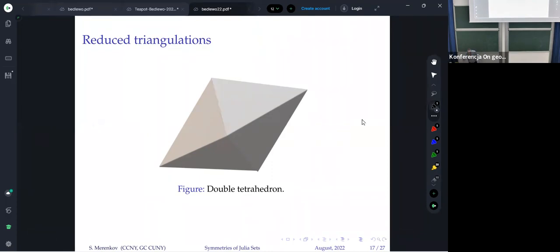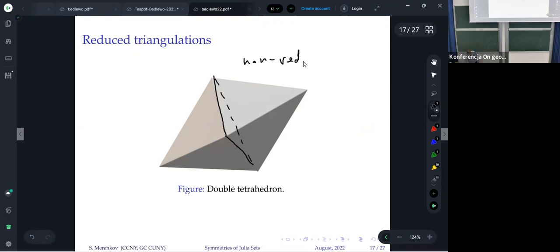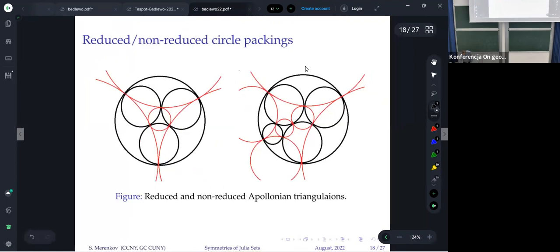So if you take double tetrahedra, if you take 2 tetrahedra and combine them like in my picture, this is not reduced. It has a triangle that is not the boundary of any face. So this is non-reduced. Okay. So we actually wanted to have reduced ones. And as far as reflection groups and limit sets are concerned, the difference is very minor between reduced and non-reduced.